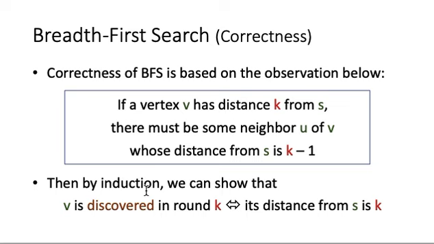And then after that, we will see that V must be discovered in round k, because by induction, all the nodes that are of distance k minus 1 will be discovered previously. So in that case, S will be a neighbor of it, and V must be discovered in round k. This can be easily shown by using induction. A node will be discovered in round k if and only if the distance from S to the node is exactly k. Yeah, this is easily seen. Okay.